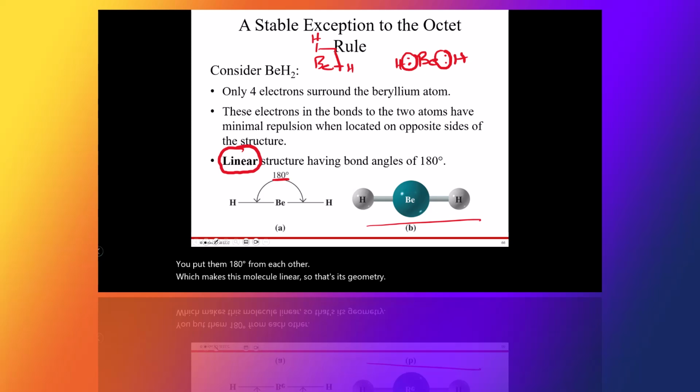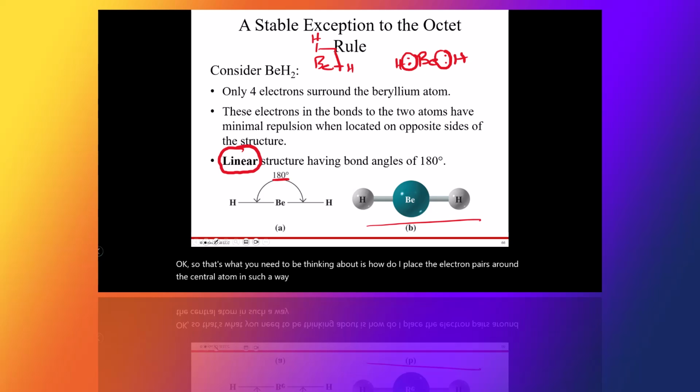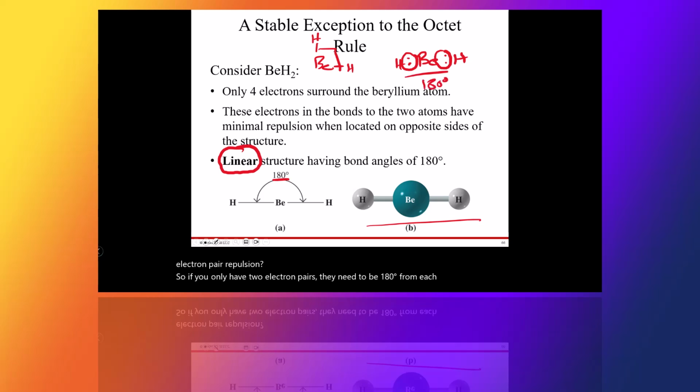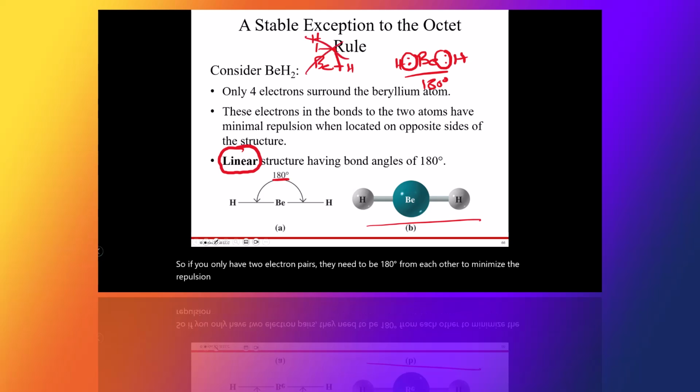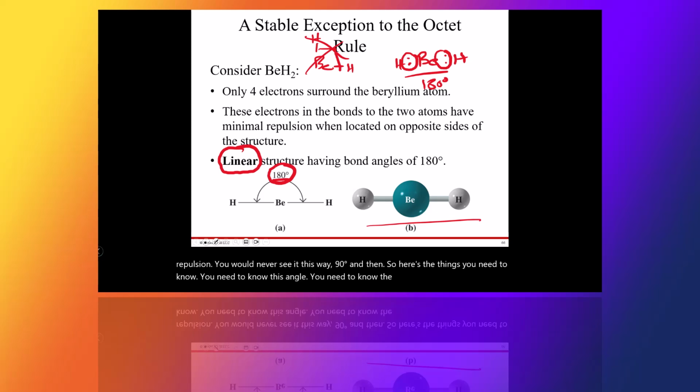So that's what you need to be thinking about: how do I place the electron pairs around the central atom in such a way as to minimize electron-electron repulsion, or electron-pair repulsion? If you only have two electron pairs, they need to be 180 degrees from each other to minimize the repulsion. You would never see it this way, at 90 degrees. So here's the things you need to know. You need to know this angle. You need to know the name of that geometry, linear.